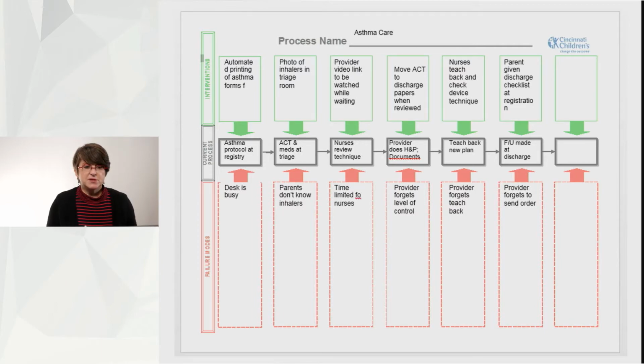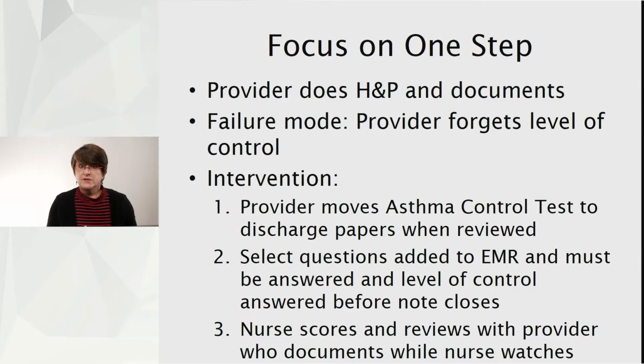So on this particular form, you see that one of the solutions was that the asthma control test, or the ACT, is moved to discharge papers when the provider reviews and documents the asthma control test. Now that may sound like a little bit of a lame solution. However, for some practices who use a lot of paper, that works well. Here are some other ideas for improvement.